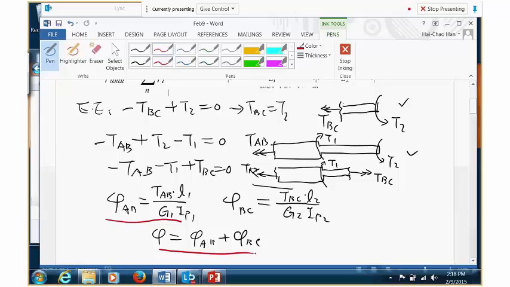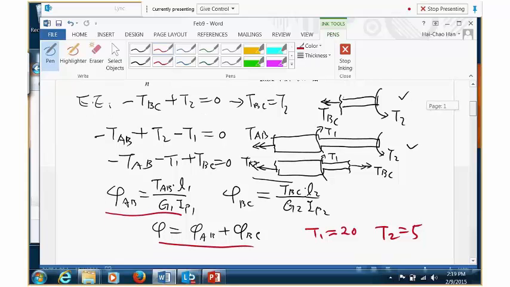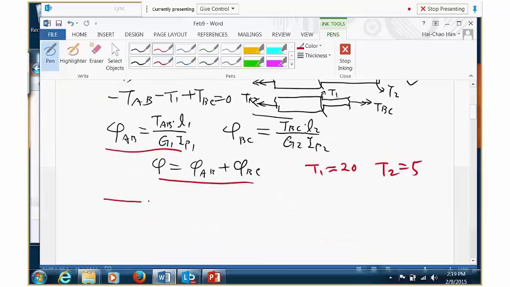All right. So next, let's give some numbers. Okay. So we can see how things can be different in different situations. Okay, let's say T1 equals 20, T2 equals 5. Okay, so I'll just make it easier. So I just draw it here. Okay, so T1 here also will be 20. This is T1. And then T2 here is 5. Now my question will be TAB. What's TAB? What's TBC?